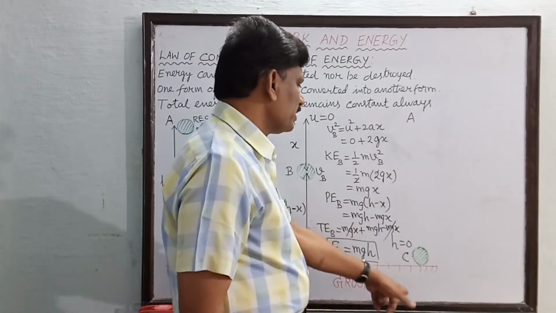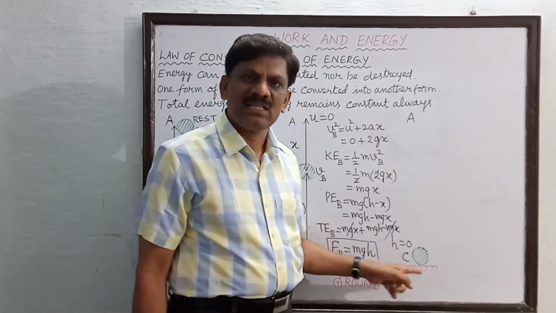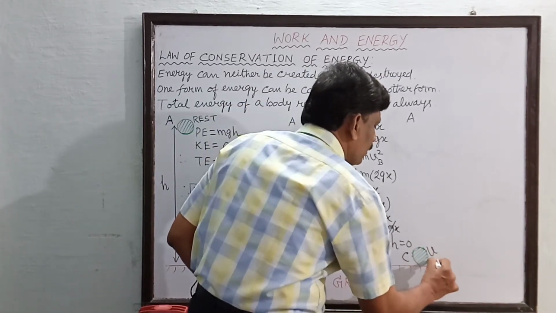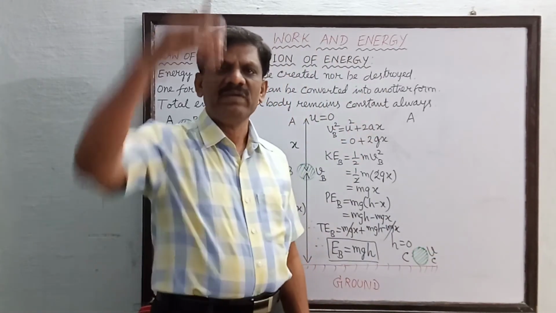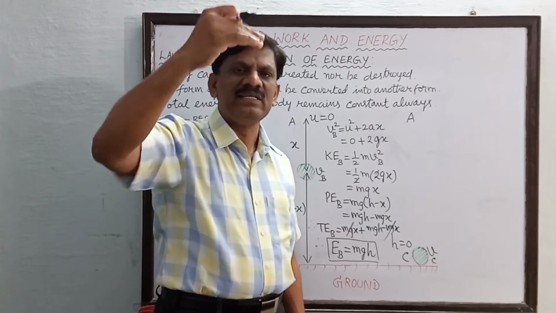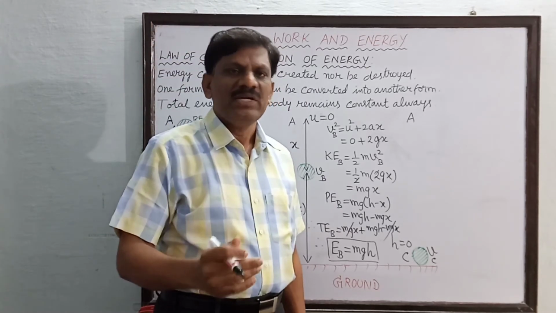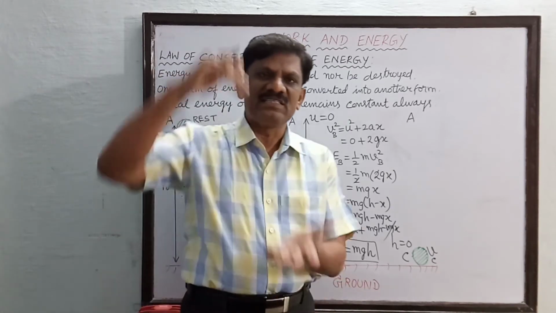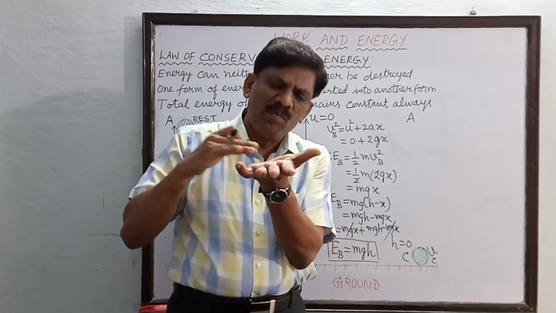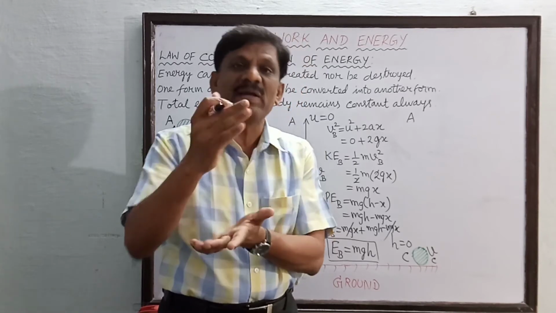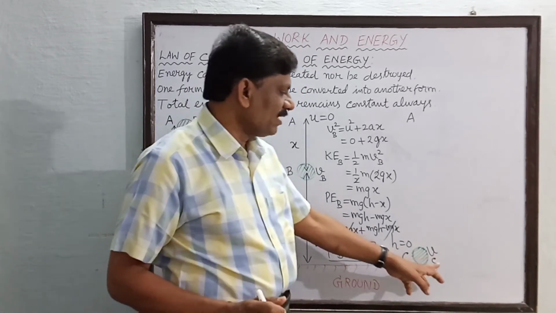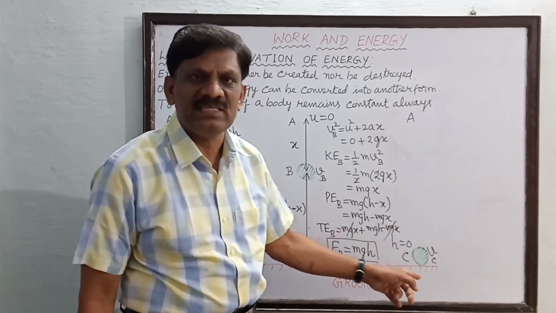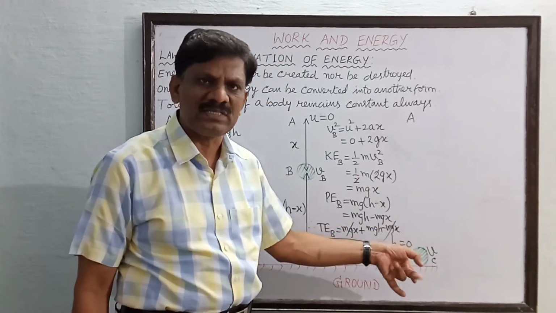Okay, the third position. Now the ball has touched the ground surface with a maximum velocity, which is equal to Vc. When a ball is dropped continuously, its velocity keeps increasing due to acceleration due to gravity. Finally, the moment it strikes the ground, its velocity will be maximum, and that maximum velocity is given the symbol Vc. C is the lowermost point on the ground surface.